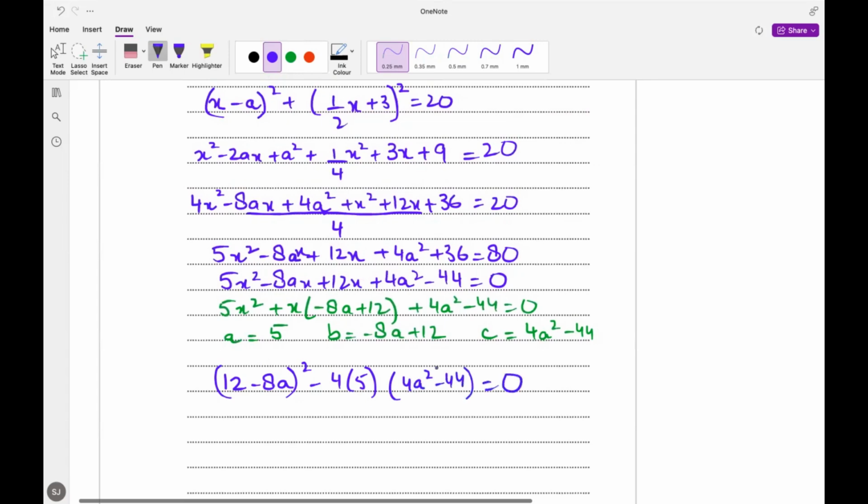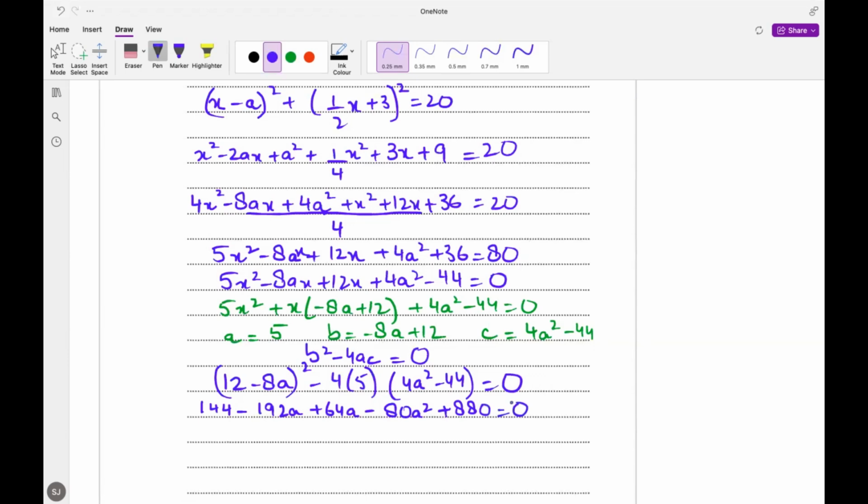and we'll put it equal to 0, as if it is a tangent, the discriminant b squared minus 4ac will be equal to 0. So expanding 12 minus 8a whole squared, this will become 144 minus 2 into 12, 24 into 8 is 192a, plus 64a squared. So this will be 4 times 5 is 20, 20 times 4 is 80a squared, and then 4 times 5 is 20, and then 20 times 44 will be 880. So this will become a plus 880 equals 0.